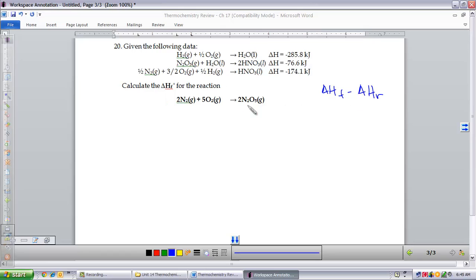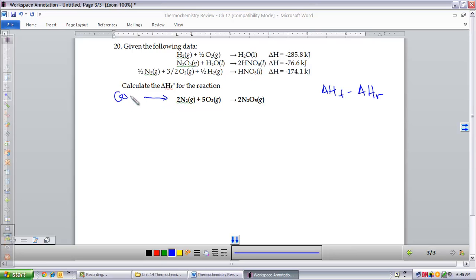However, sometimes you don't have the heat of formation of the products and the reactants, and so you have to use some of these other equations, sort of like in algebra where you're solving simultaneous equations to solve for a particular variable. So what we want to do is look at these three equations where we do have the heat of formation of the entire equation, and you can rearrange them and add them together to get this equation.